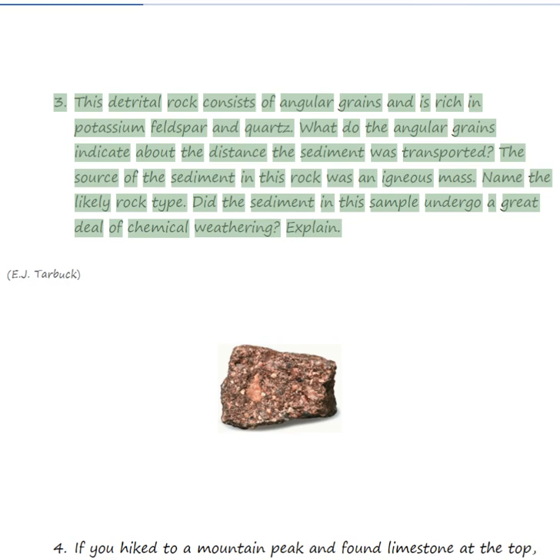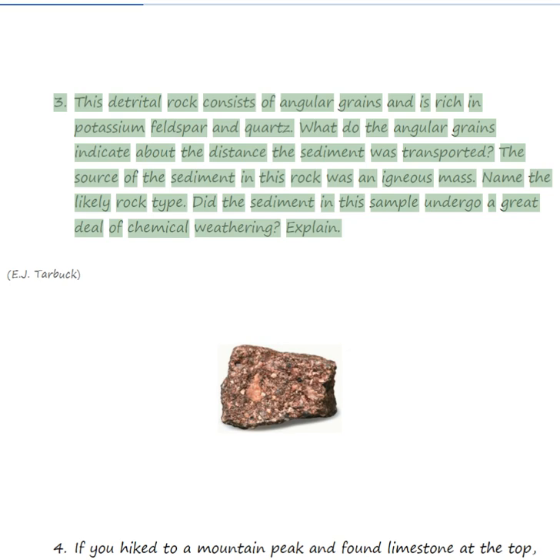3. This detrital rock consists of angular grains and is rich in potassium feldspar and quartz. What do the angular grains indicate about the distance the sediment was transported? The source of the sediment in this rock was an igneous mass. Name the likely rock type. Did the sediment in this sample undergo a great deal of chemical weathering?